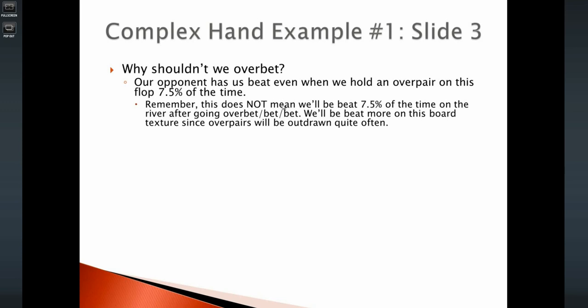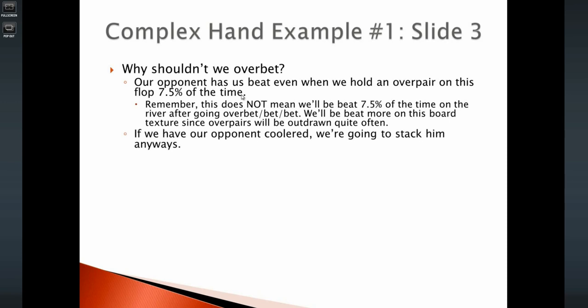So for example, if our opponent has pocket 5s, so he has bottom set, and we have pocket kings on the flop, we're not going to outdraw him. But if we have pocket queens on the flop and our opponent has a flush draw, a straight draw, all sorts of pairs with 5 outs, we're going to get outdrawn all of the time. So you don't just look at how often you're beat on the flop, you also have to think how often you're going to be beat by the turn and the river, and you're just going to be beat here all the time. So by overbetting an overpair, it's not going to be very effective.